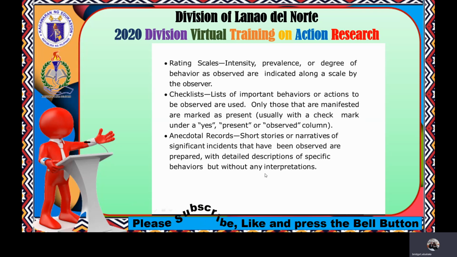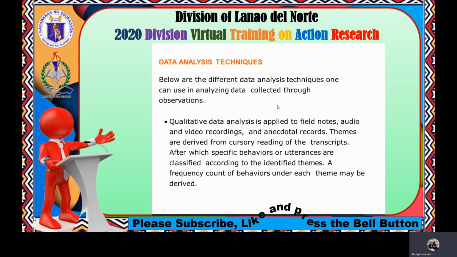Okay, we are done with the tools. So, now, the data analysis techniques. So, again, the qualitative, quantitative will be discussed by other speakers. They will discuss it thoroughly. But in my topic, I have to show to you what type of data analysis technique will be used to the said observation tool. So, like for example, this one.